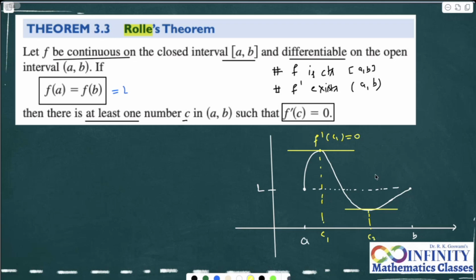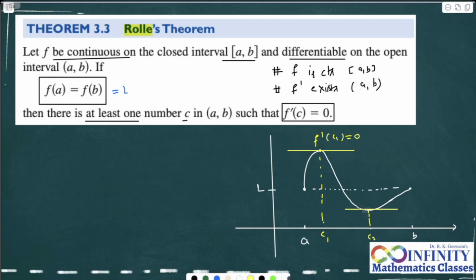So the last statement says that there is at least one point c in between a and b where the tangent's derivative is going to be 0. Any doubts there? This is going to be a very useful statement whenever you are trying to find relative maxima and relative minima. I cannot say overall what may be the maximum, but I can say that the local maximum will be at c1 and the local minimum will be at c2. So these are the points.